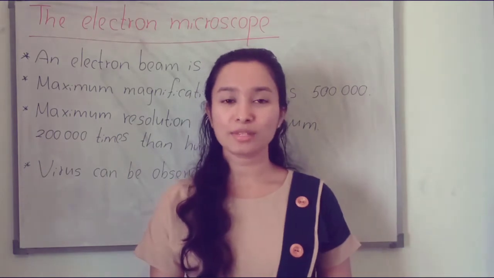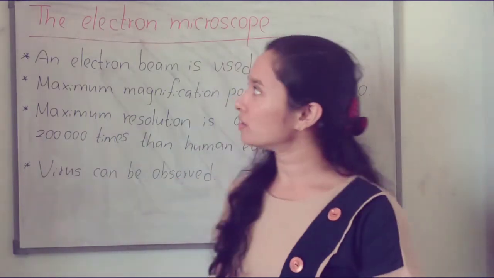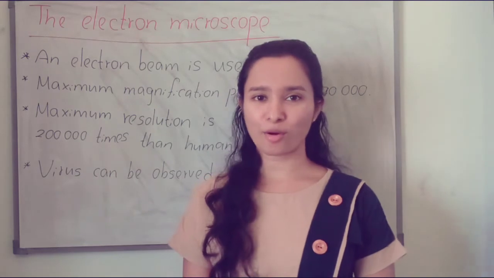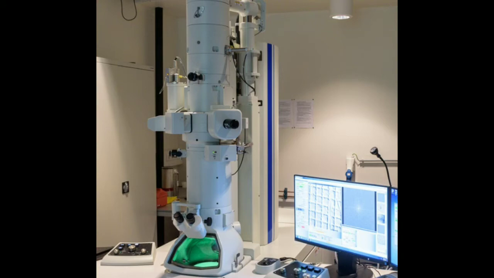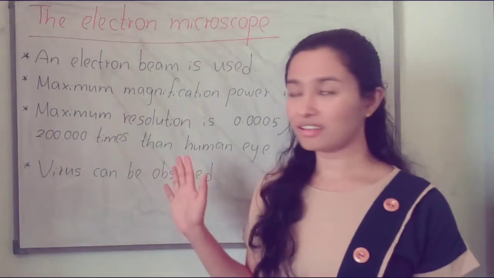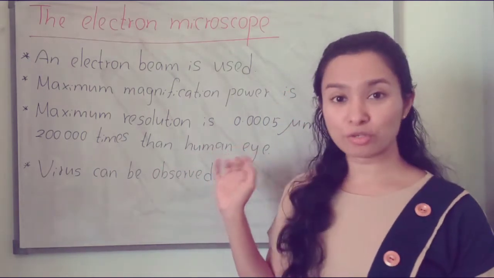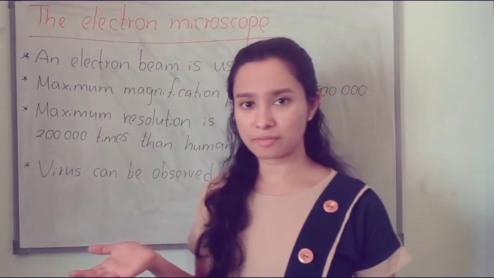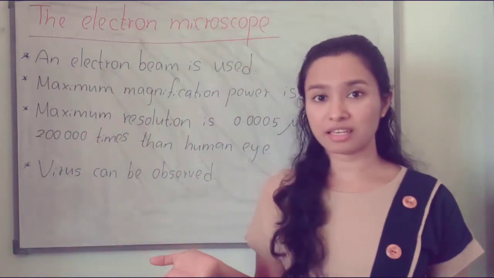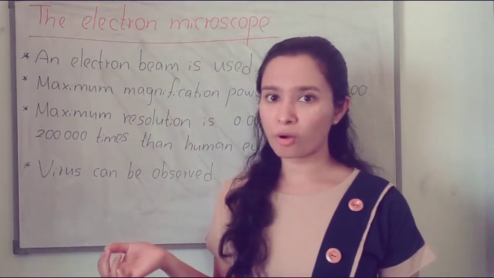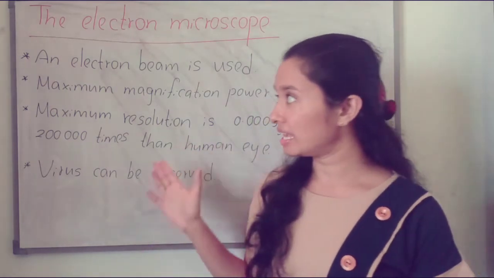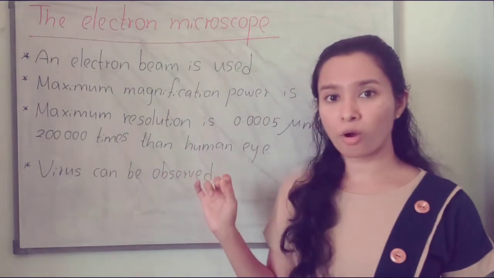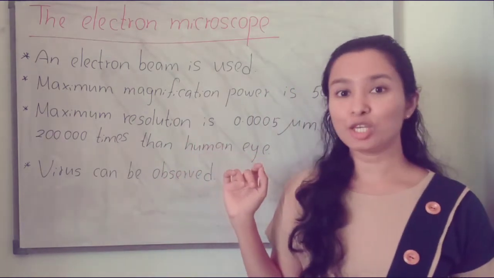Now we are going to learn a little bit of information about the electron microscope. Have you seen an electron microscope? Okay, so here an electron beam is used to observe the specimen. But previously, in the light microscope, we used light rays. Instead of light rays, in the electron microscope, an electron beam is used.